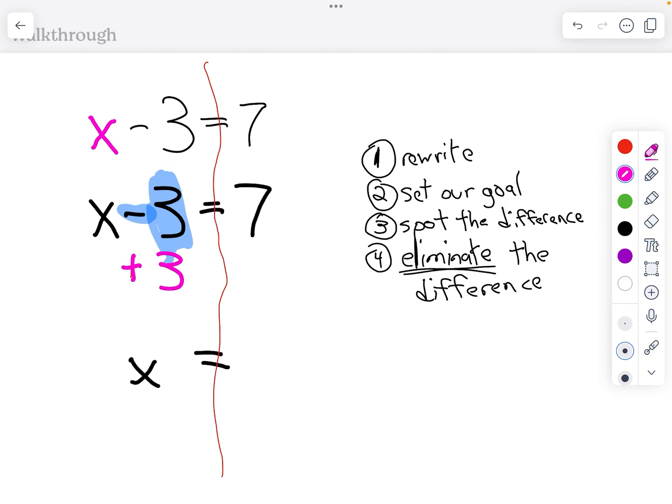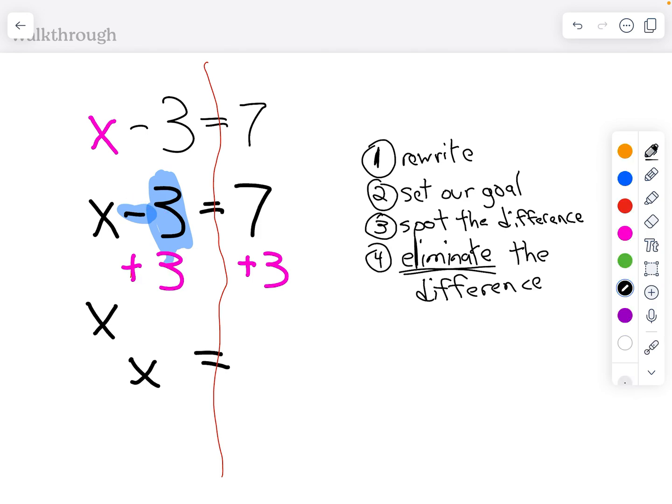Now, we've come from balances. If I just do it to one side, that's not going to be fair. I got to make it fair. So if I add 3 on the left, I've got to add the 3 on the right. Now what we're going to do is simplify it. So we know we have an x. We know we have a 3 minus a 3. And what's 3 minus 3?